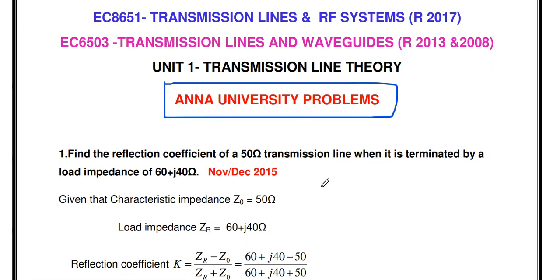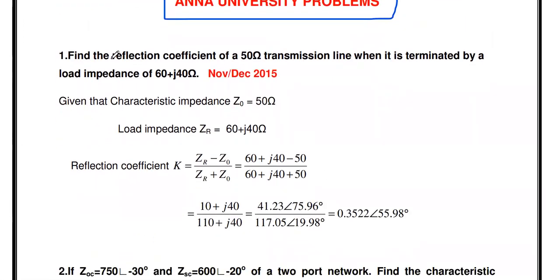Now from the first unit, transmission line theory, we are going to solve the important Anna University problems. The first question: find the reflection coefficient of a 50 ohm transmission line when it is terminated by a load impedance of 60 plus j40 ohm. It's a November December 2015 2 mark question. It is a very important question, and you may get a similar 2 mark problem from this unit.